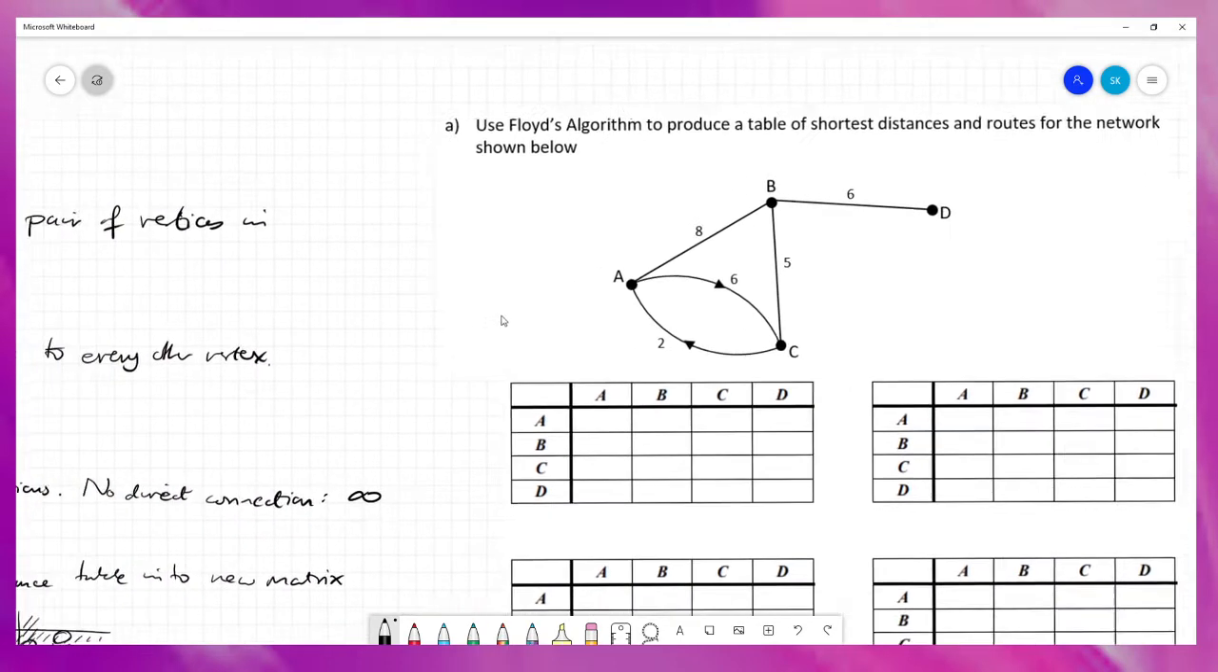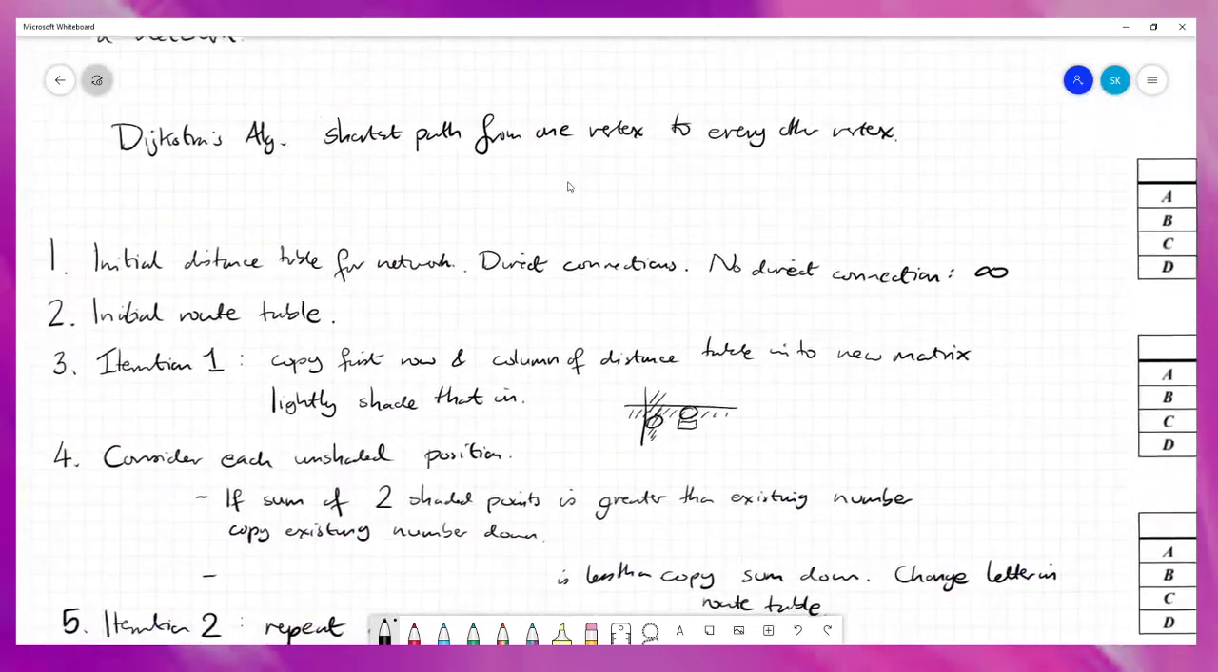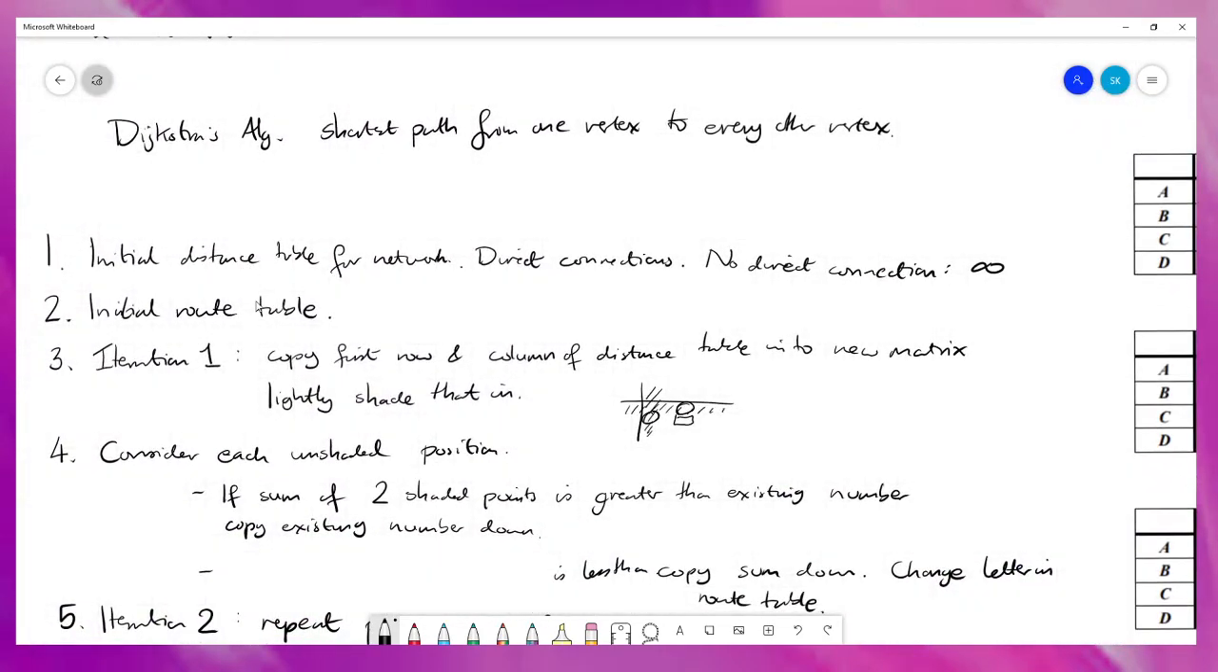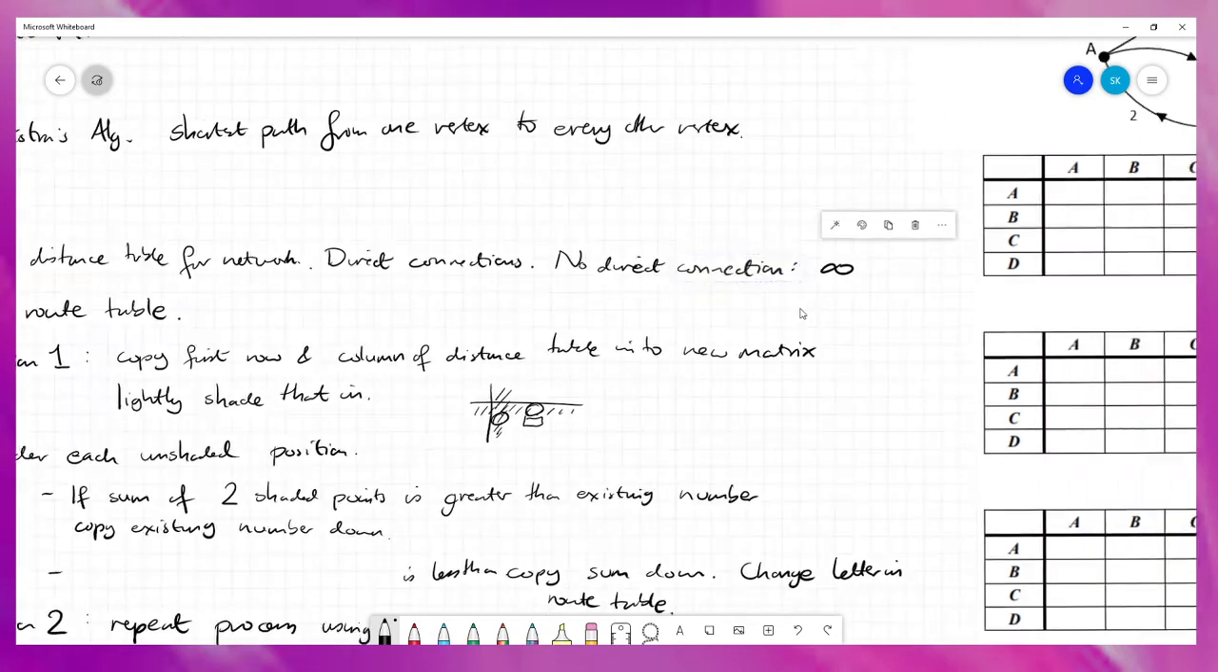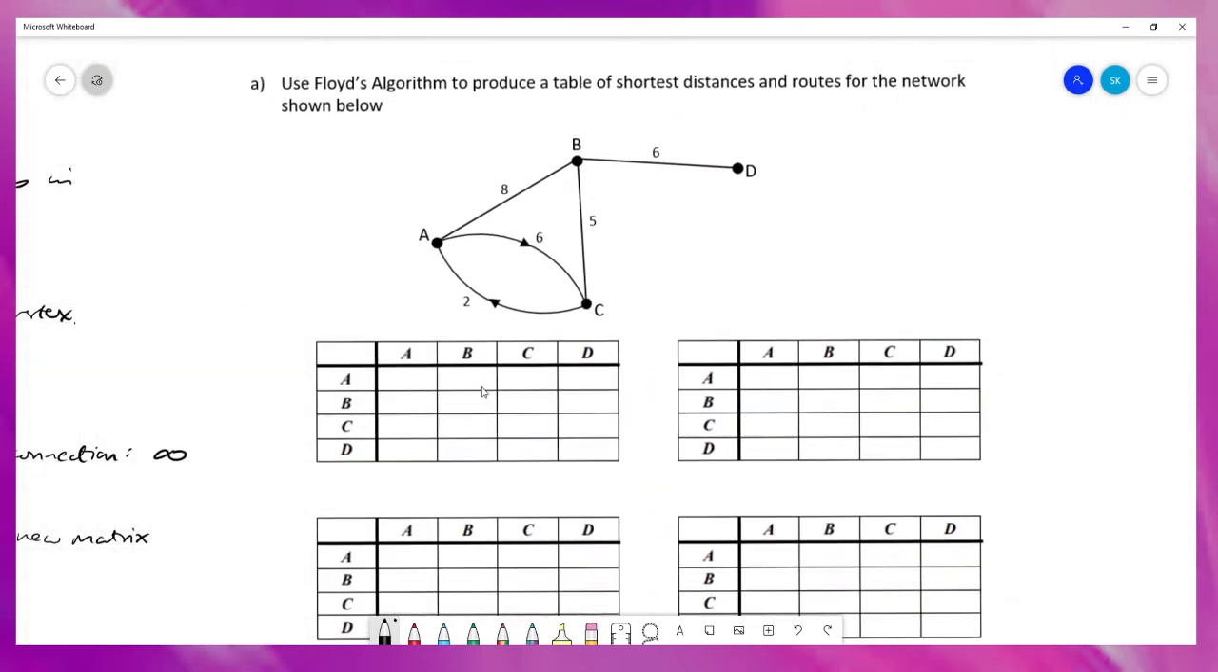So let's have a look back at the instructions. We need to make both the initial distance table for the network and the initial route table. We're only looking at direct connections. Okay, so that's what we're going to be doing here. Now, personally, I like to title my tables while I'm working, because I think it helps me keep track of what I'm doing. So we've got our initial tables.